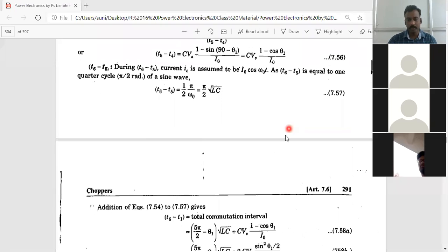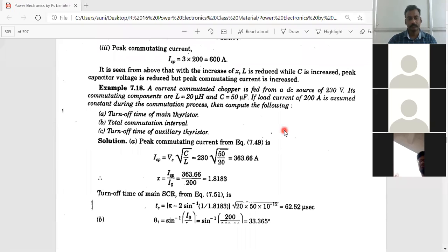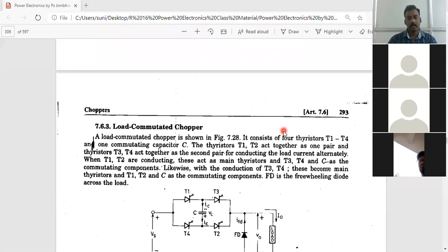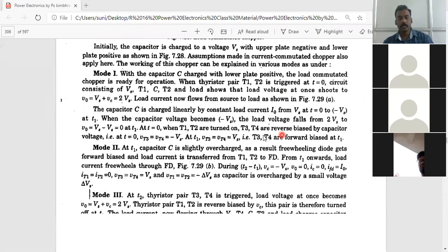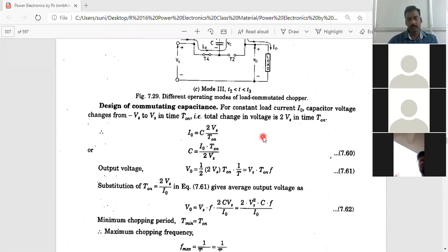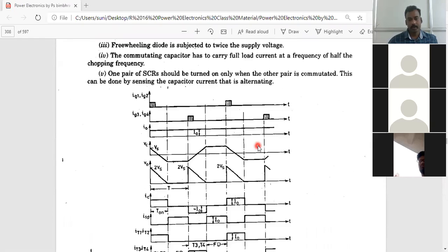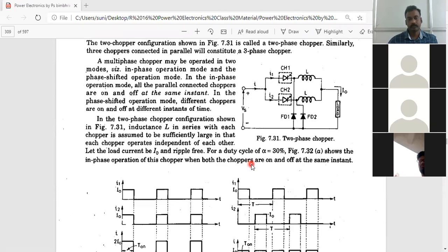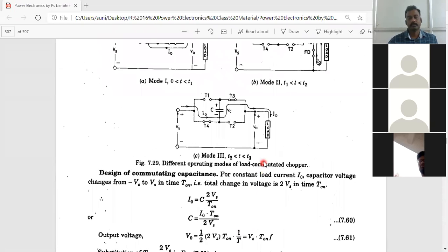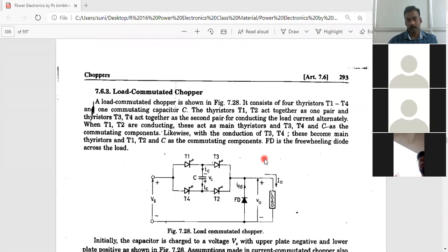Okay, are there any doubts related to this voltage commutation and current commutation? Voltage commutated chopper and current commutated chopper. Anyone?